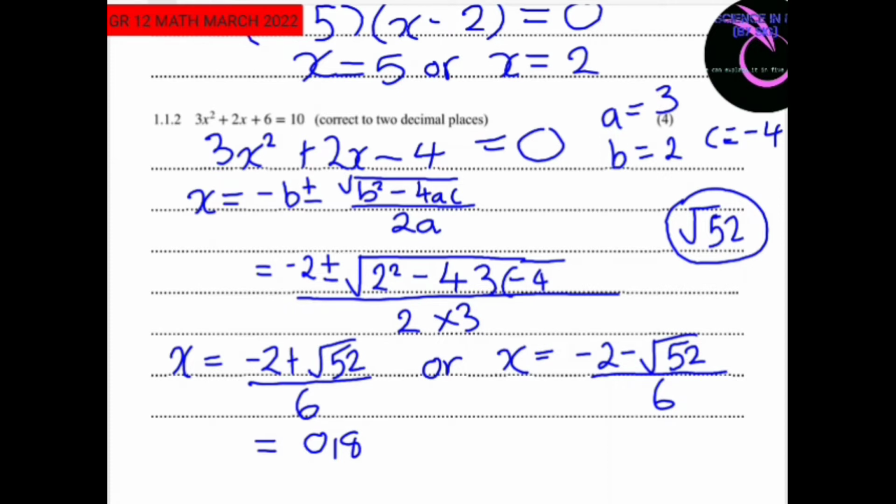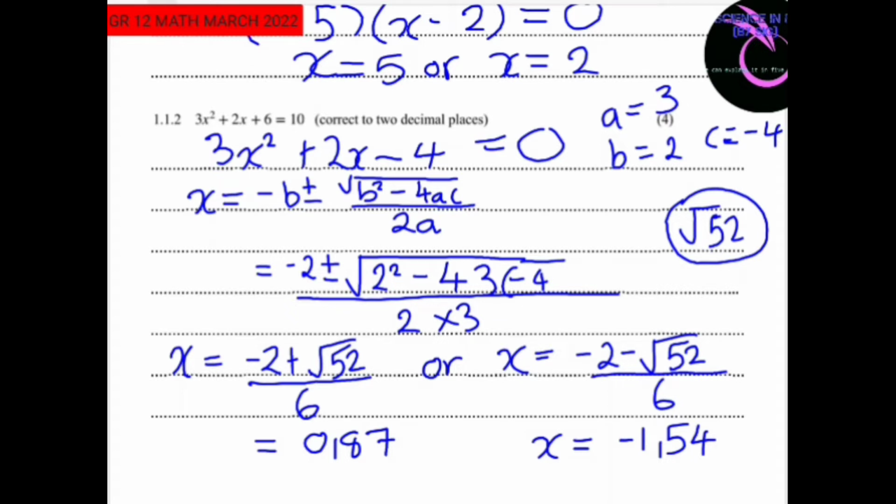Now the actual number is 0,86 something, but to round it off to 3 decimal places, it becomes 0,87, or x equals negative 1,54.